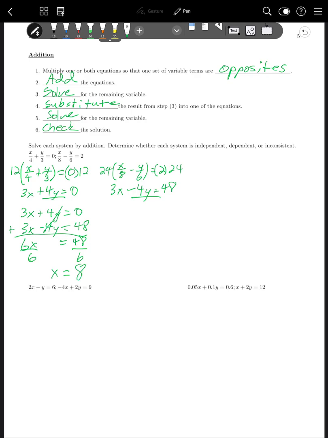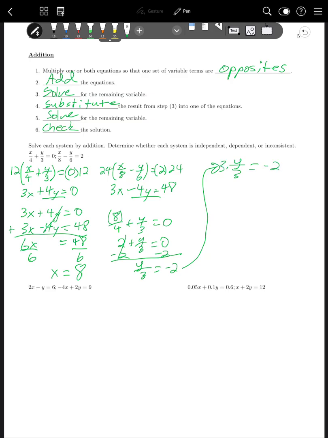And now I can plug that into one of the two original equations to solve for y. So if I plug it in the first one, that would be 8 over 4 plus y over 3 equals 0. So that's 2 plus y over 3 equals 0. Subtract 2 from both sides to get y over 3 equals negative 2. And then multiply both sides by 3. So y equals negative 6. So we get 8 comma negative 6.